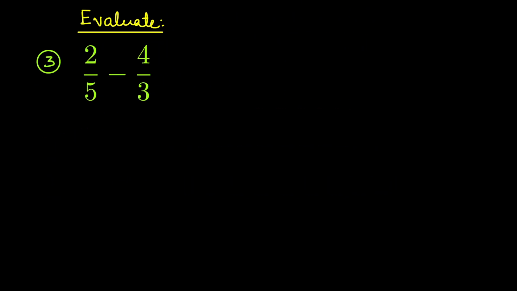Now we take the next example, in which we have different denominators. One is 5, one is 3. In such cases, as we do in the case of addition, we first find the least common denominator. It is LCD in short.